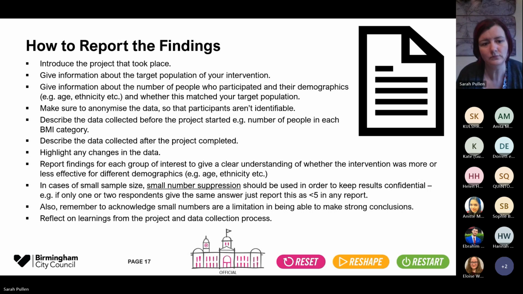And also reflect on the learnings from the project and data collection process and from your process evaluation, and put that in the report as well, because as I said earlier, that can really help with interpreting what worked well and what things we can all learn from.